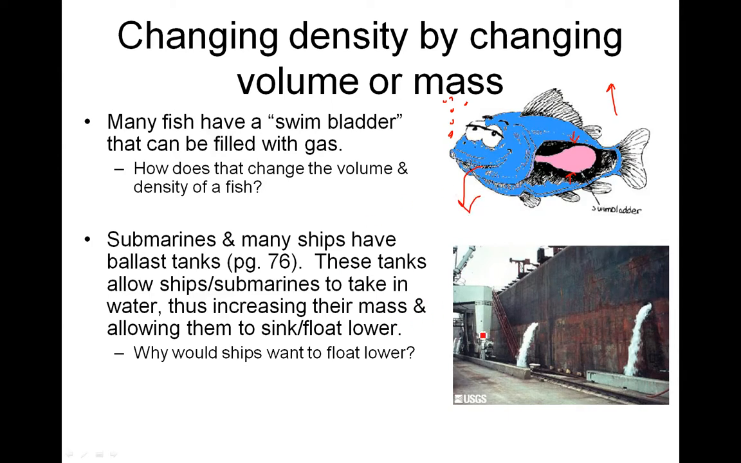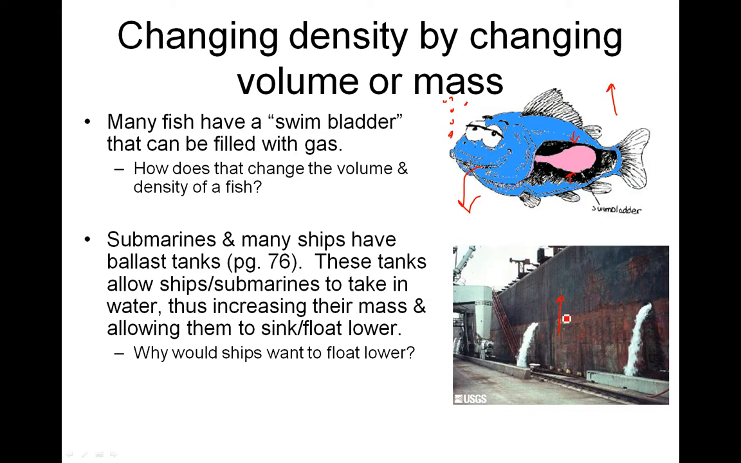Boats are kind of similar, but they're not increasing the volume of the boat. They are increasing or decreasing the mass. These are called ballast tanks. So you might have walked along a pier and seen water gushing out of the side of a boat and got worried. No, it was emptying its ballast tanks. They have big empty tanks that they can fill with water, and that can make them float lower in the water if they want. Or they can jettison all the water out of their ballast tanks and then they'll float higher in the water. Why would they want to float higher in the water?